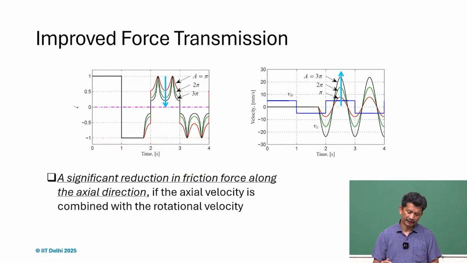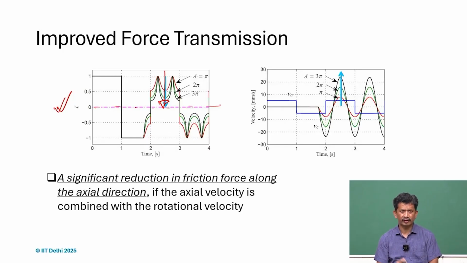And what we realize is that as the amplitude of the rotation part increases, the effect is more pronounced, and for that reason we realize that there is a significant reduction in the zeta value, and it is approaching towards zero.